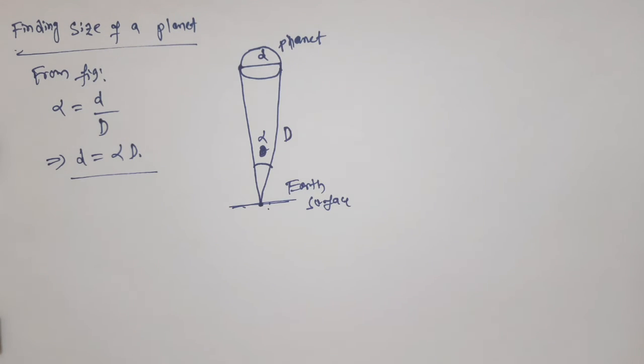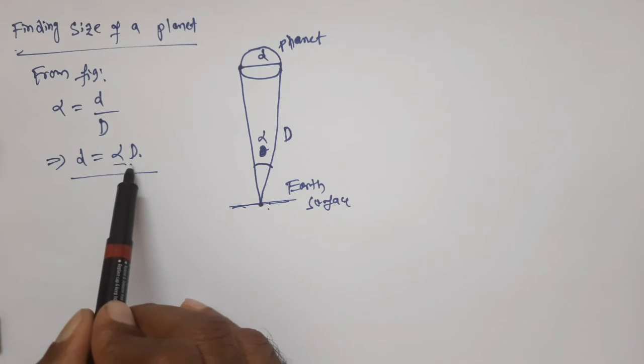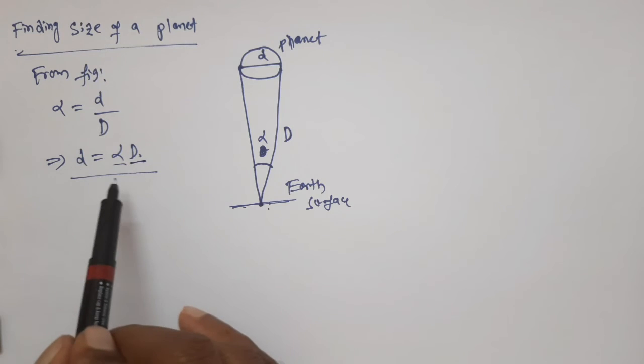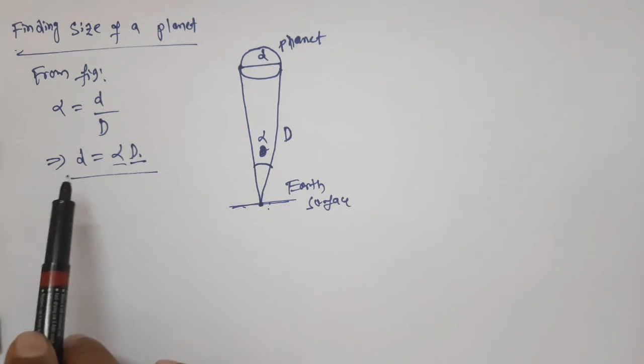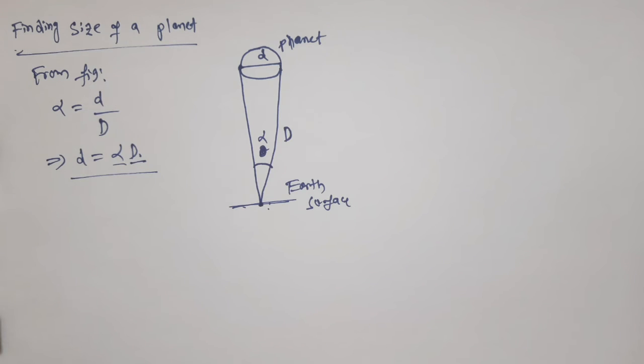Again, the alpha value must be in radians, not in degrees, not in arc seconds, not in arc minutes. So if we get the value in arc minutes, we have to convert arc minutes into degrees into radians. Whenever the alpha value is in radians, then we substitute here. And if D value is in meters, the diameter value will be in meters. If D value is in kilometers, the diameter value we get is in kilometers. So this is the way we can find the size of a planet. Hope you have understood this one.